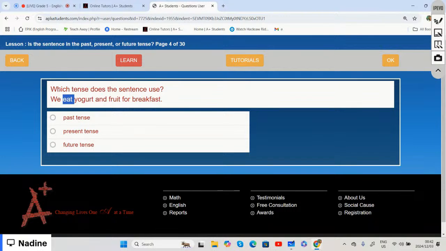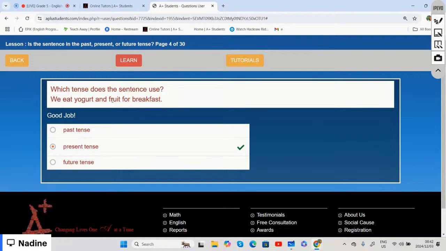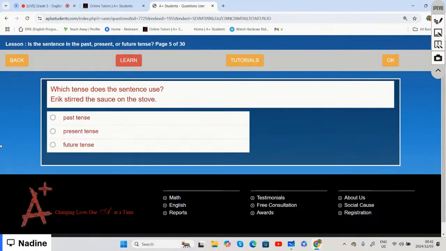All right. And if we were to choose the correct option, then yes, we will say we eat, meaning it's something that we are doing now. So we can say it is the present tense. Well done.